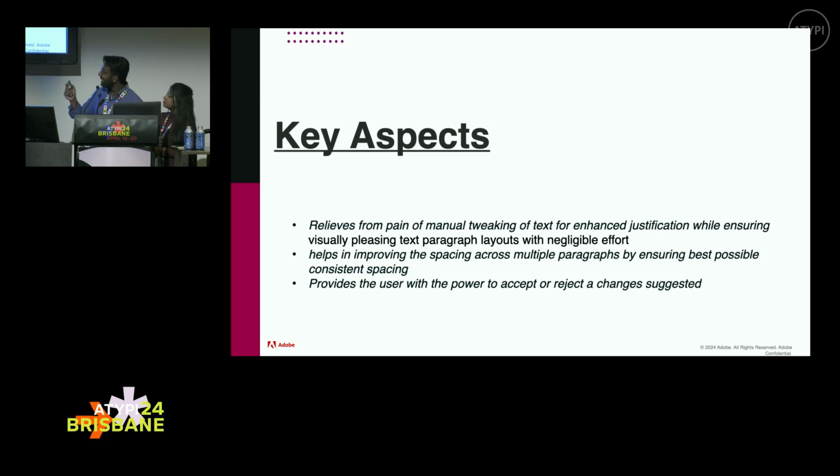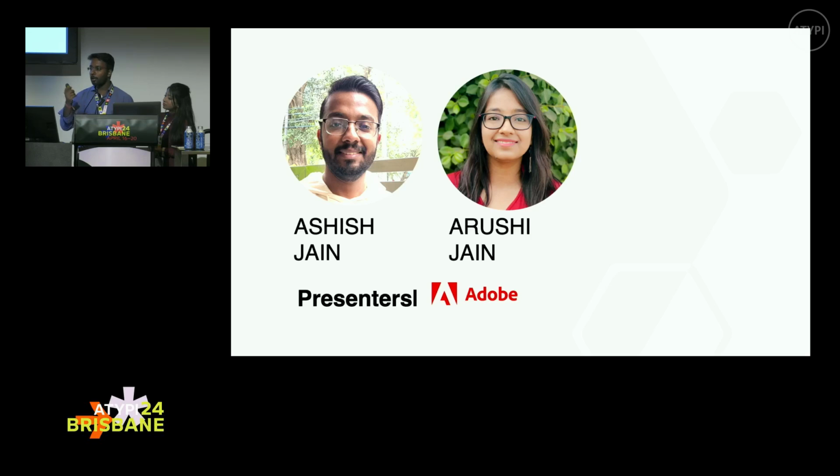So our solution leads to visually pleasing text paragraph layouts in a click of a second, significantly saves user effort in justification of text, and helps in getting consistent spacing across the paragraphs. We also provide the user with the power to accept or reject any of those changes. So that's it from us. We are providing this solution, but we'll be happy to hear more suggestions from you on how to improve this. Thank you, everyone.